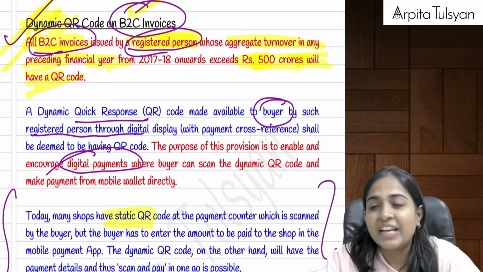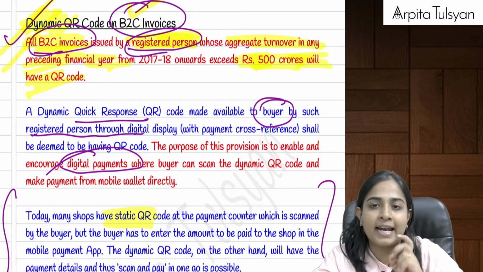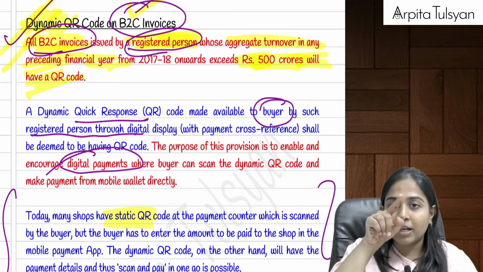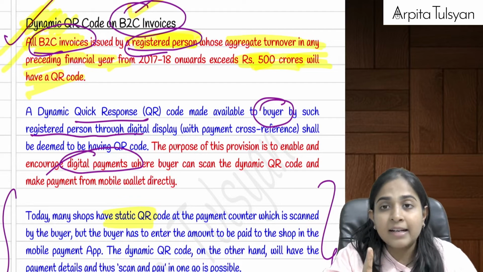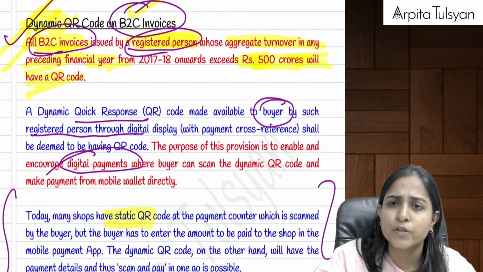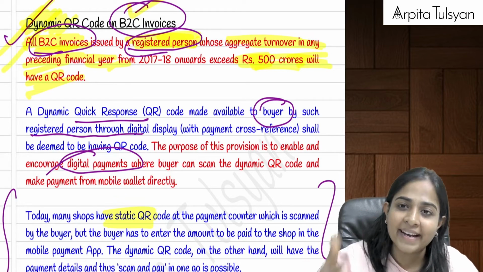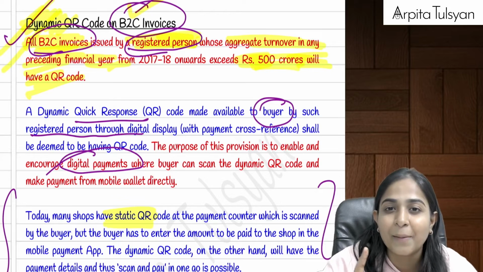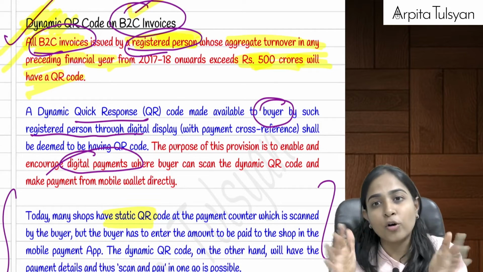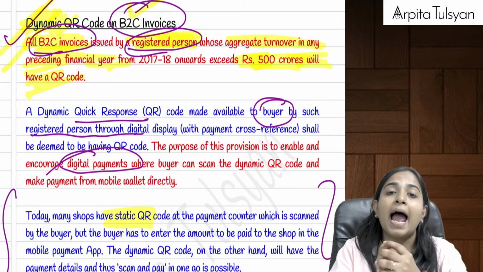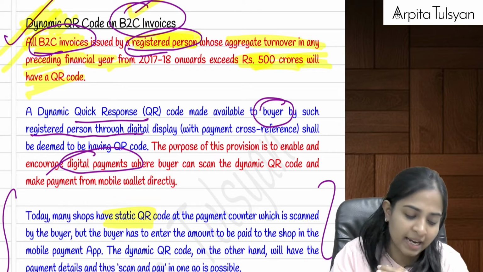Can we say these are very big registered persons because their aggregate turnover has exceeded 500 crore in any one of the preceding financial years? So whatever invoice they are printing, on such invoice they are required to print a dynamic QR code. Ma'am, what will happen because of this dynamic QR code? If you scan that particular dynamic QR code, you will be directly allowed to make the digital payments. You are not even required to feed the amount. The amount will be auto-fed by scanning that QR code, and you will be directed to GPay or any other modes of making the payment.